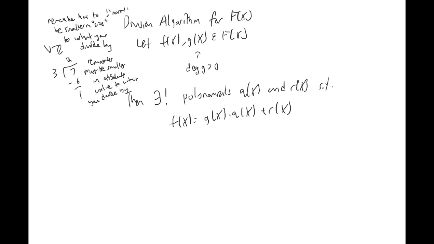Hopefully that rings a bell to what you learned in Gaussian integers. There's a norm. So the norm function is sort of like absolute value, right? So basically, the same thing here. Here, r of x must be smaller in size than g of x, right?